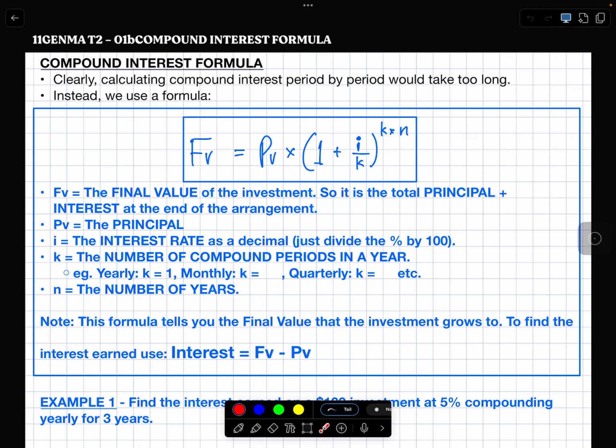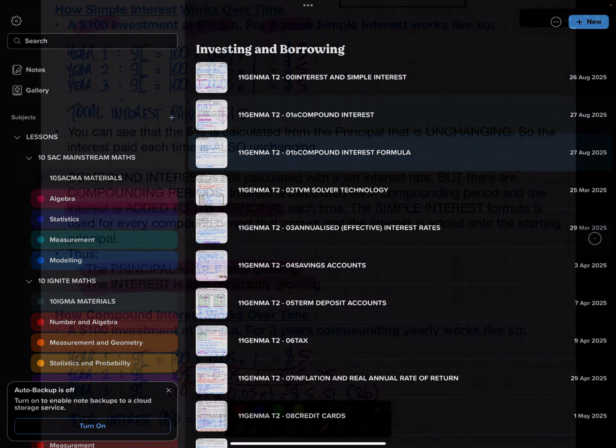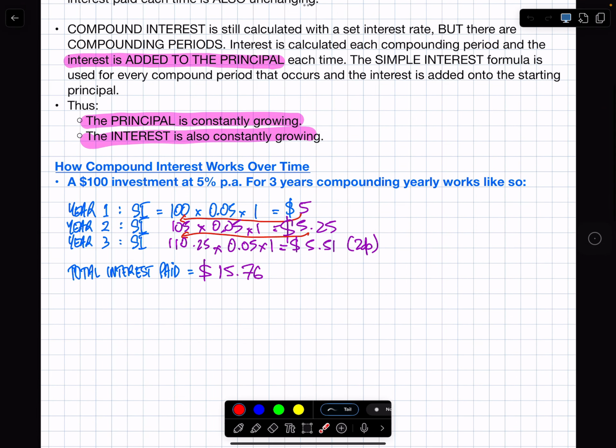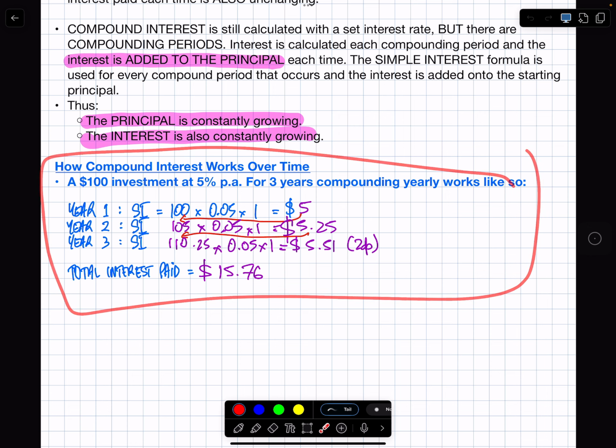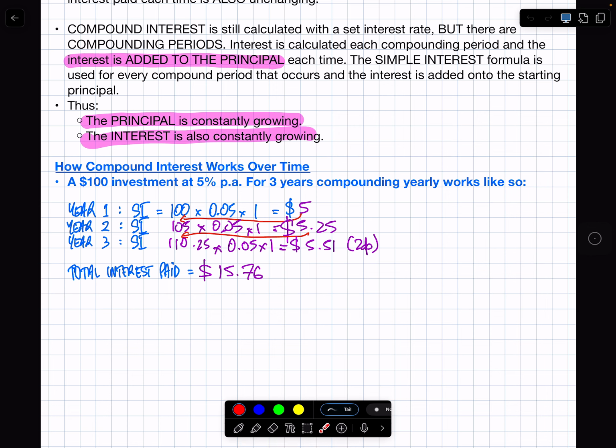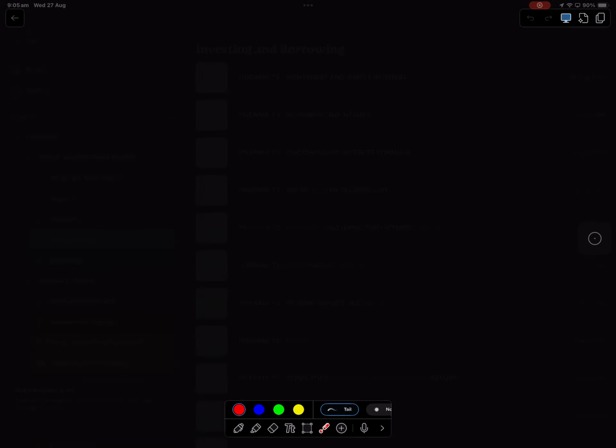All right, you need to know the compound interest formula. Clearly, if you had to do compound interest like this, that seems all right for 3 years, compounding annually. But what if it was compounding monthly for 5 years? That would take forever. You would have to do 60 calculations. That's a waste of time.